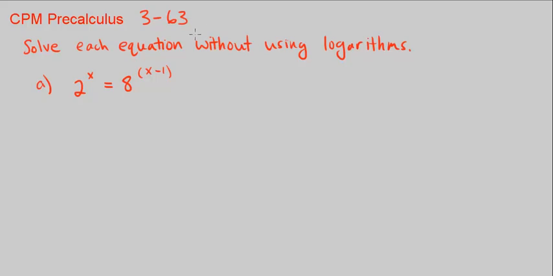This is CPM Precalculus, Chapter 3, number 63. Solve each equation without using logarithms. Alright, so A, we're solving for x. We have 2 to the x is equal to 8 to the x minus 1.